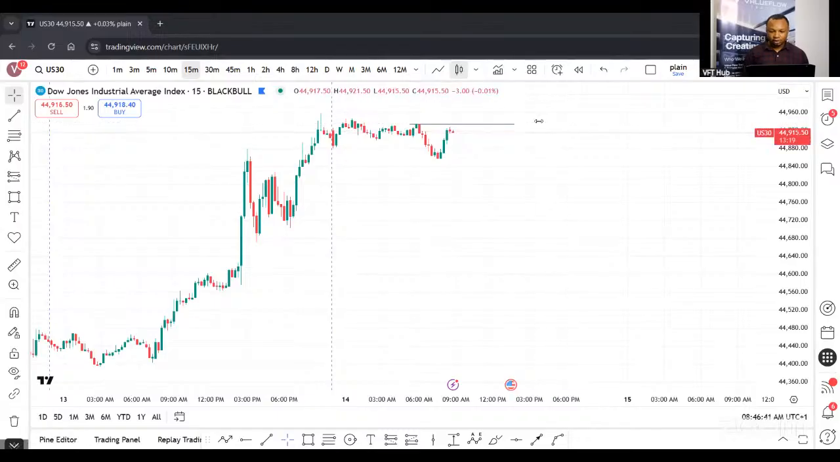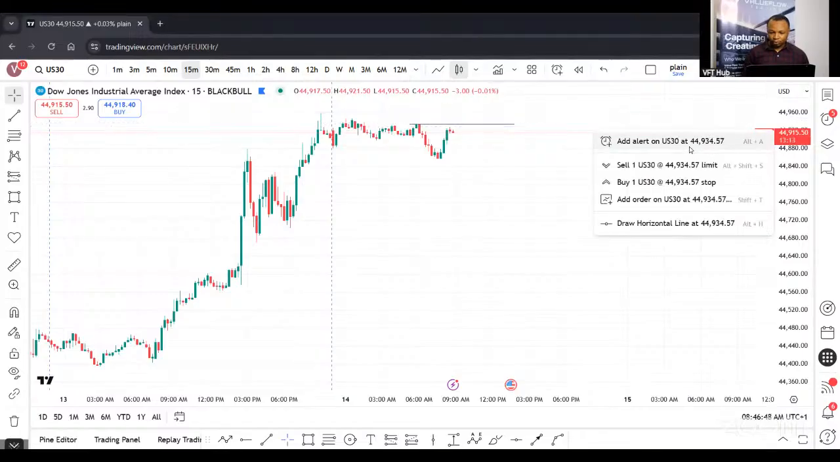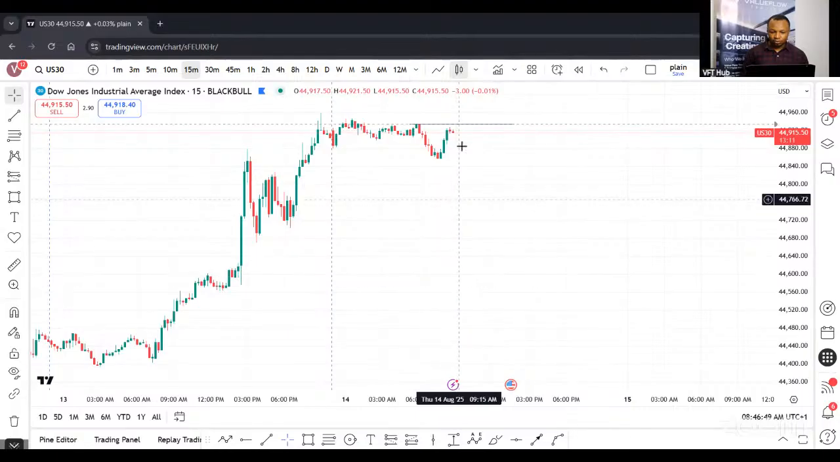Let me set an alert right there so that once I see it breaking, I'll be updating you on the Telegram group, right? I've set the alert, so it's going to ping me once it breaks. So I'll update you on the Telegram group once they cross, and then we'll be taking advantage of them, okay?